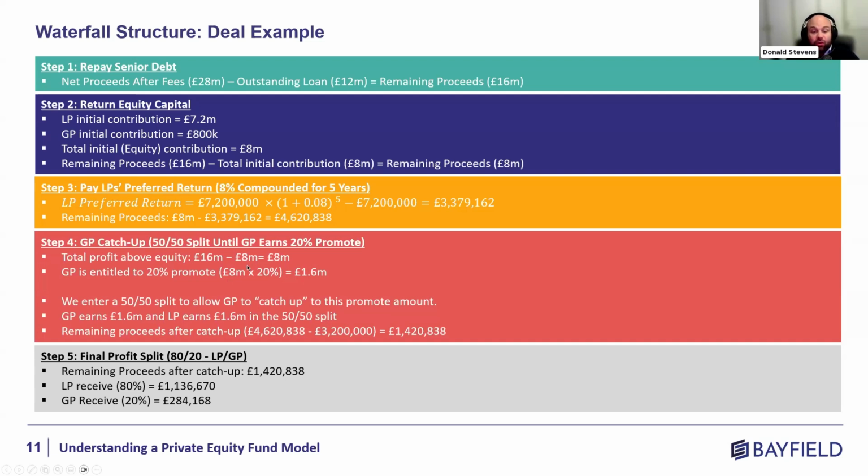The GP catch-up clause now kicks in. So the GP can earn 20% promote. So of that 8 million, 20% of that 8 million is 1.6 million. It's a 50-50 split. So they earn 1.6 million, you earn 1.6 million. So that's a total of 3.2 million, which you then subtract from the remaining proceeds, which gives you a new remaining proceeds of 1.4 million. And then that is split 80-20 accordingly.